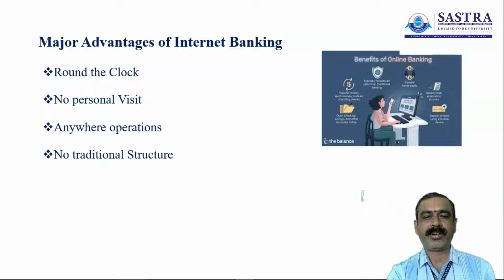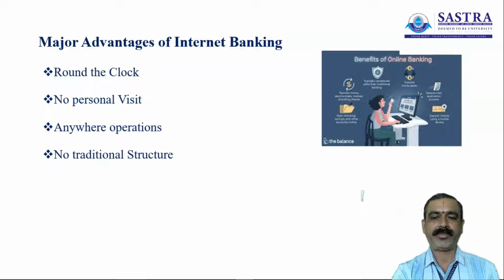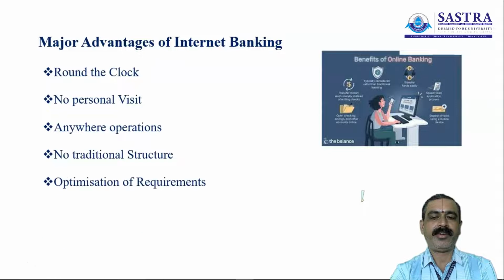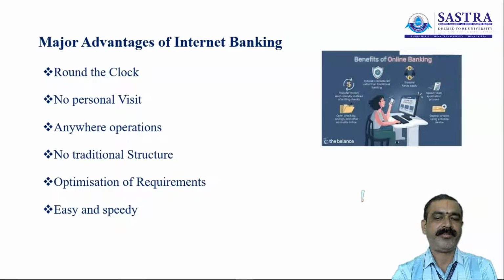No traditional structure. The extensive, geographically divergent traditional brick and mortar structure of the branch need not be there. The requirement of staff at branches, and of other materials, machineries and equipment, gets optimized. Easy and speedy transactions: easy, convenient, efficient, and speedy banking services, both for the bank and the customer.